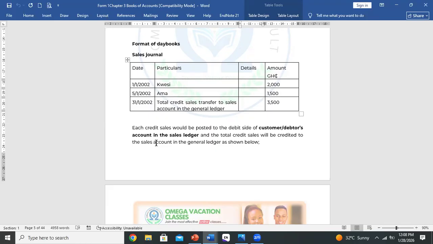Let me draw the T account. You would have just opened a page and written the name, sales ledger, and underlined it. Then under this sales ledger, you open one account for who? The first person, who is Kwesi.